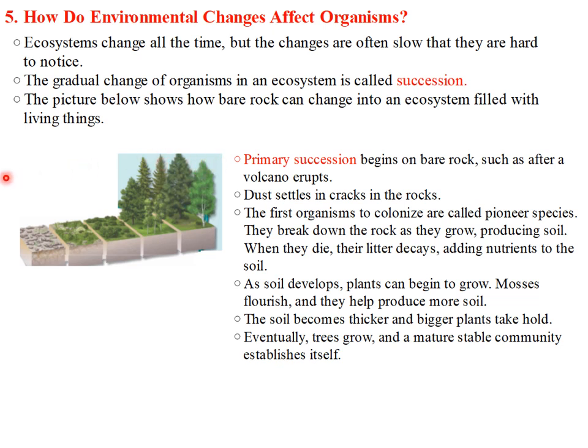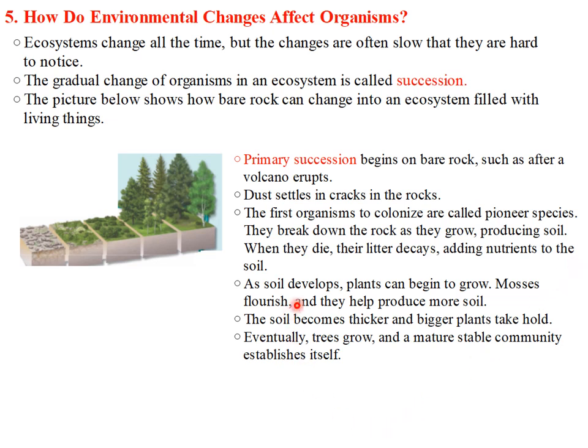So this picture shows a primary succession. Primary succession begins on bare rock, such as after a volcano erupts. Dust settles in cracks in the rocks. The first organisms to colonize are called pioneer species. They break down the rock as they grow, producing soil. When they die, their litter decays, adding nutrients to the soil.